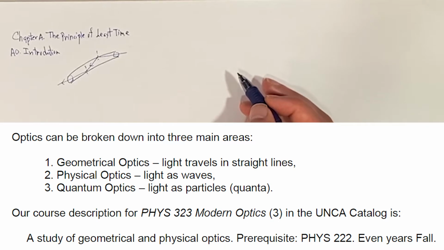So our course description is a study of geometrical and physical optics, prerequisite Physics 222, which is the calculus-based physics intro sequence. That's the second one of 221, 222. And we offer the course in even years in the fall.